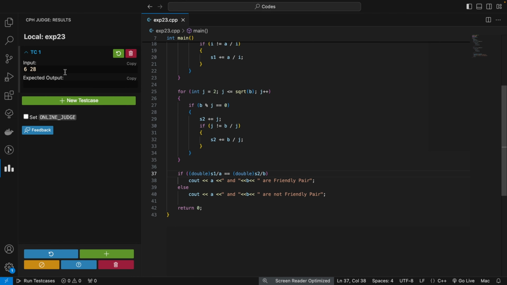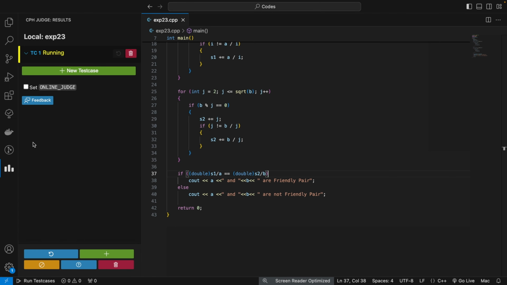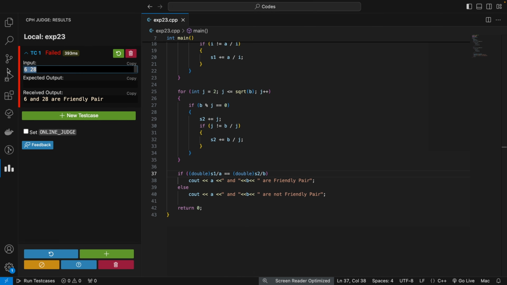So here if you try to rerun it with 6 and 28, you get that 6 and 28 are friendly pair. Let's give something like 20 and 100. They are not friendly pair, so you will get that they are not friendly pair.